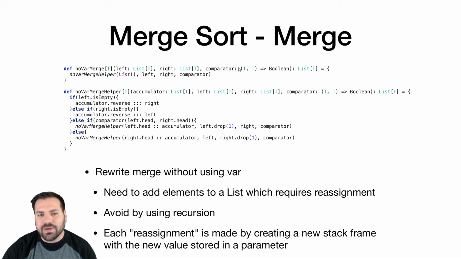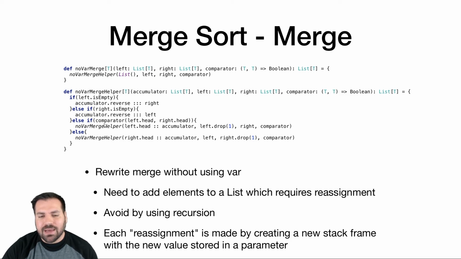So my interface, left, right, and comparator is going to defer to my helper, which initializes the accumulator to an empty list. And then I have my recursion, which checks the base case: is either the left or right empty? If it is, copy everything from the other one. If left is empty, copy the right. If right is empty, copy the left. Where the triple colon is going to combine two lists into a single list.